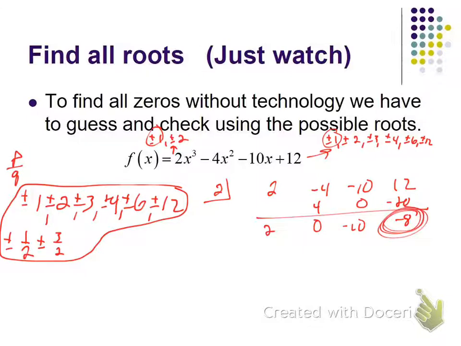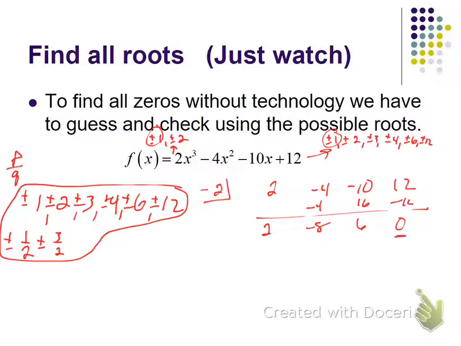Since this remainder is not 0, that means that 2 is not a 0 or a root or a solution, right? So what we have to do at this point is go back to the drawing board and pick a different possible solution. Since I tried 2 and it didn't work, I'll try -2. Again, I'm just picking numbers. I have no idea if they're going to work or not, but lo and behold, this one does.